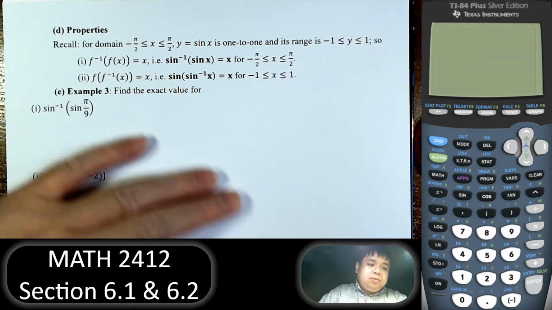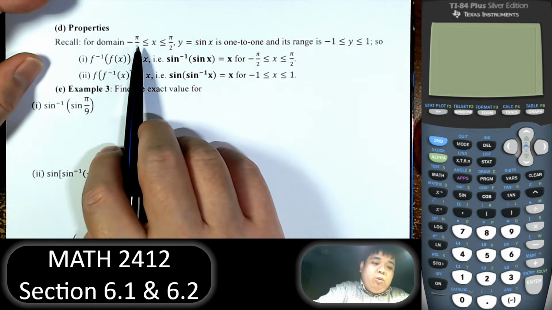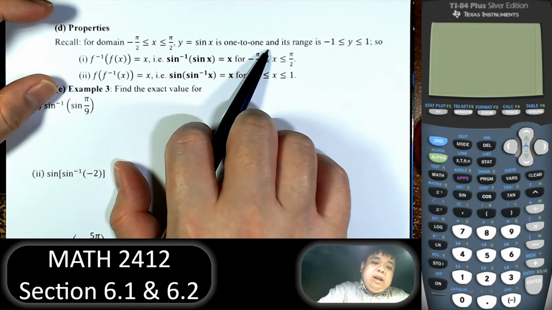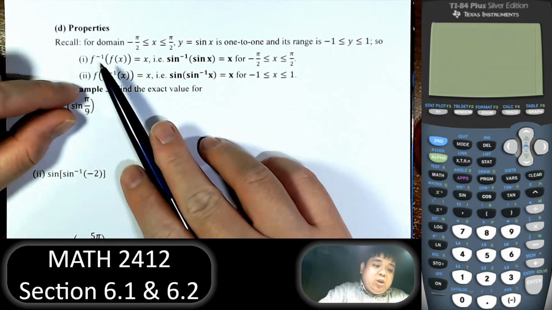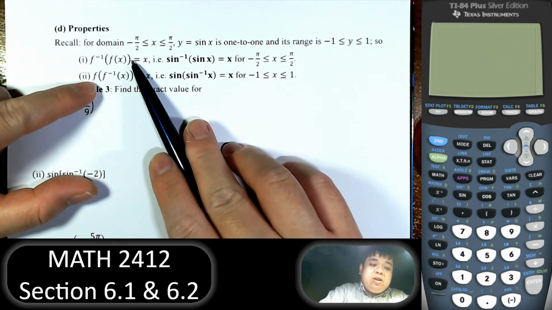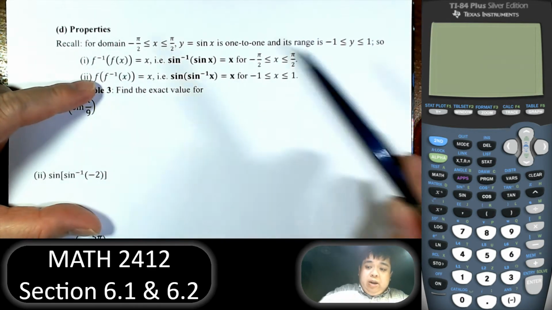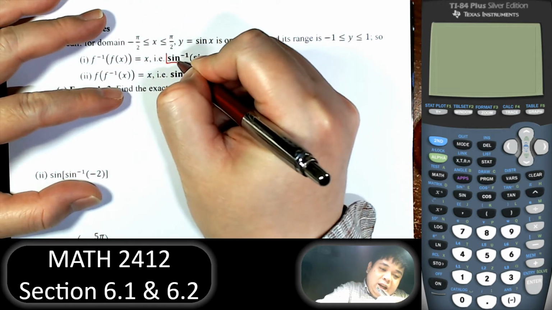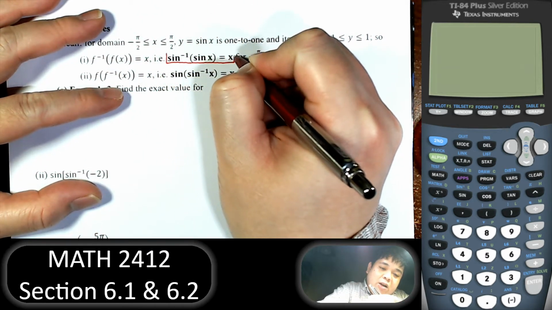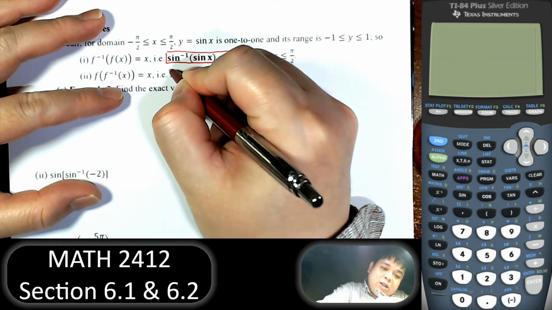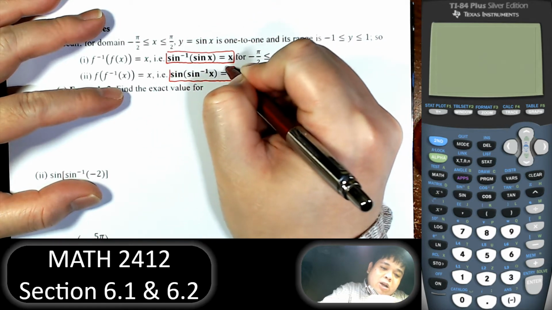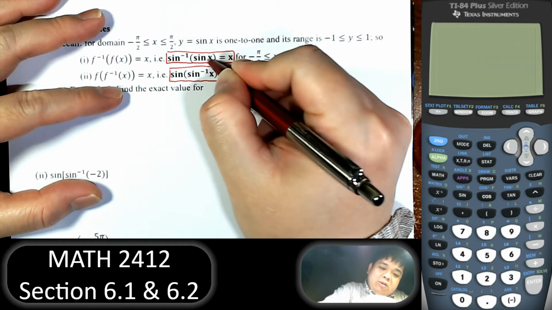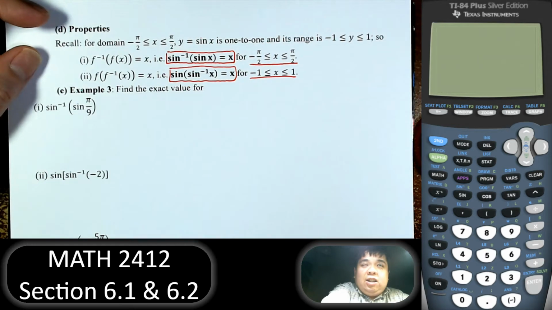Next, recall that for the domain from negative pi/2 to pi/2, the function is 1 to 1, and the range is negative 1 to 1. So the composition of the function and the inverse will be itself, meaning that sine of sine inverse of x and sine inverse of sine of x both equal x. But it has to be in the domain of the function and domain of the inverse.